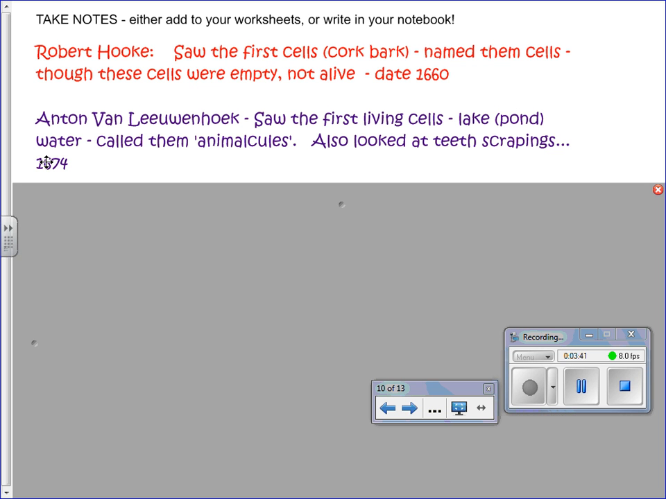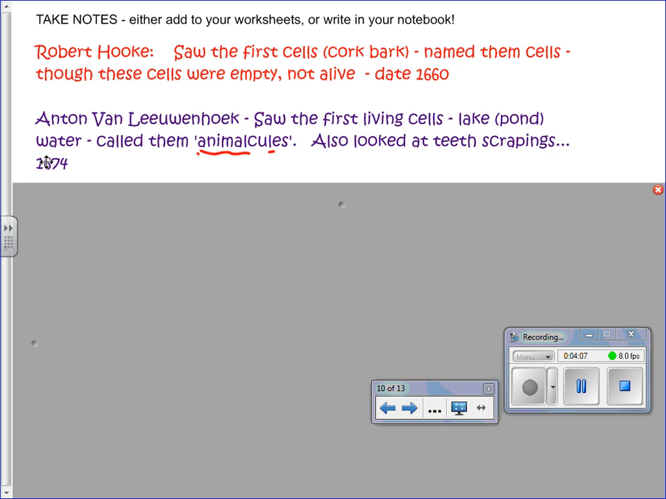But you see this is going on and on. He saw the first living cells in pond water, very much like what you guys are seeing. So think about that. He's looking at pond water and he sees little things swimming around. Kind of creepy, right? He called them animalcules, right? So instead of molecules, animalcules. I don't know why we don't still use the word animalcules. I think it's kind of a nice word.